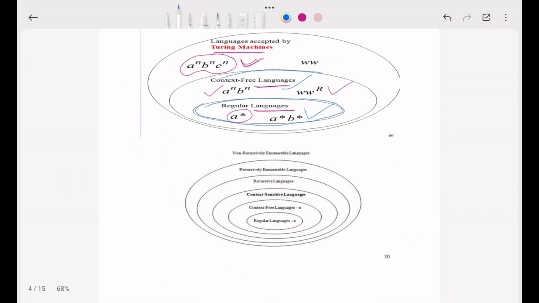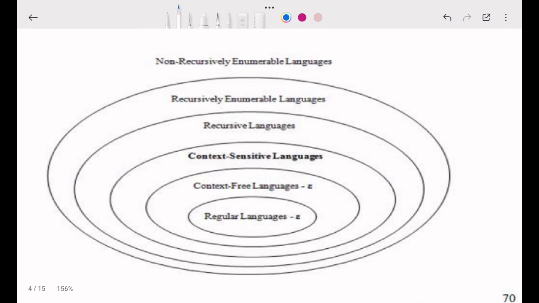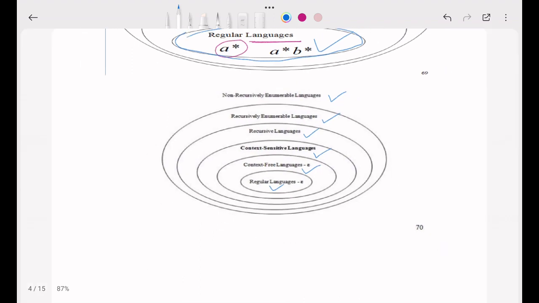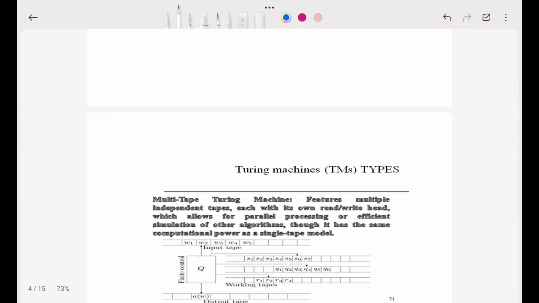Now see here, you should also remember this graph. Regular language, upper is context free language, upper is context sensitive language, upper is recursive language, upper is recursive enumerable language, upper is non recursive enumerable language. So this graph you also have to remember. This will come in your exam.